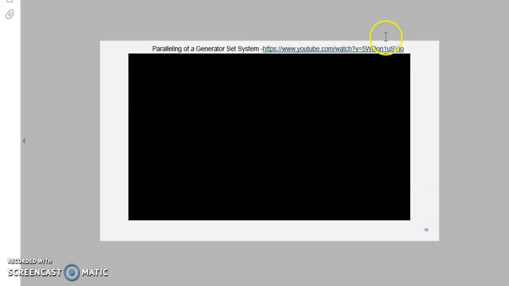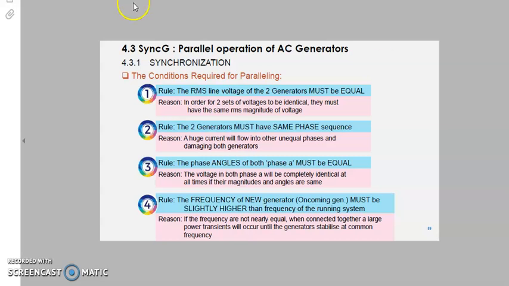So the slide or the YouTube link here will show you how the generator will be paralleled before connecting to the bus bar. Okay, the rules and conditions before synchronization, or before you parallel all the machines. So the RMS voltage, if you want to parallel two generators, must be equal. The RMS line voltage must be equal.